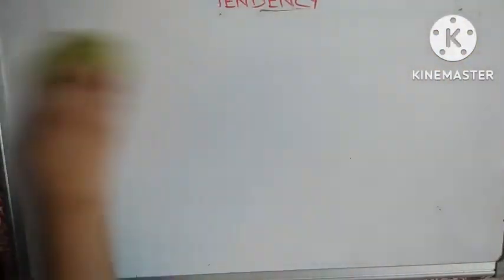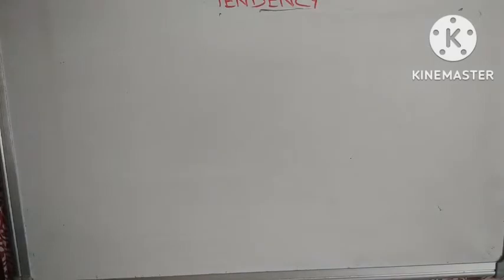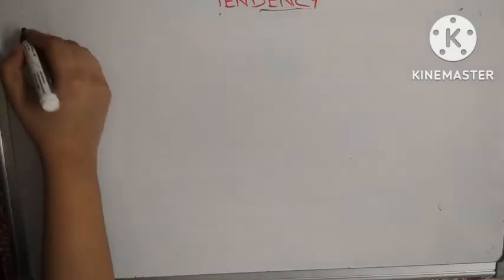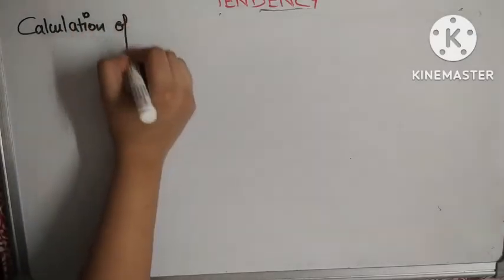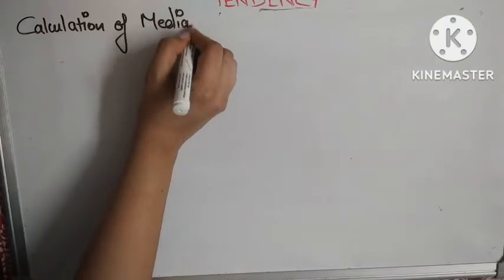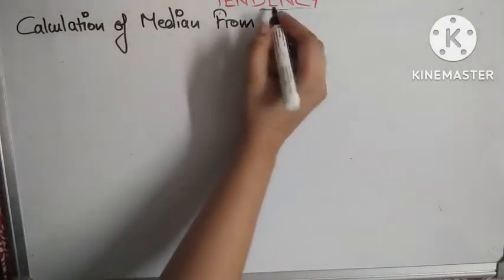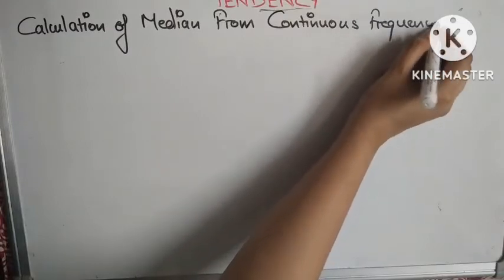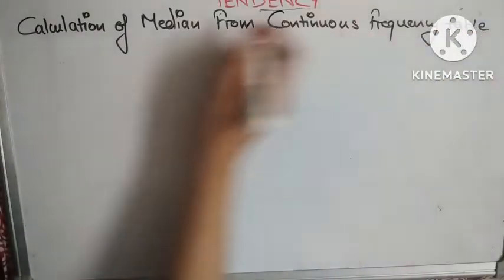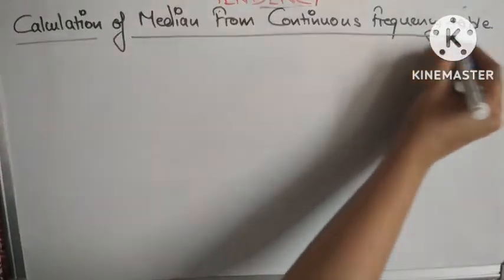Okay, now next is the calculation of median from the continuous frequency table. Now I will show you how you will calculate the median from the continuous frequency table. So writing here, calculation of median from continuous frequency table. How can you calculate it from the continuous frequency table?